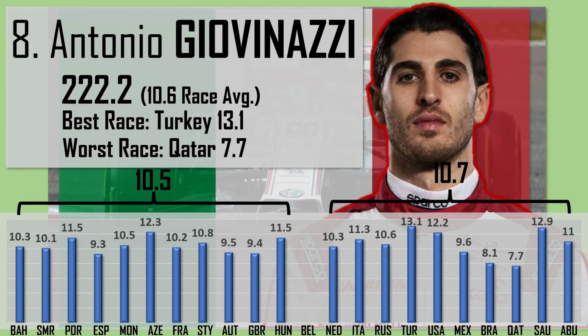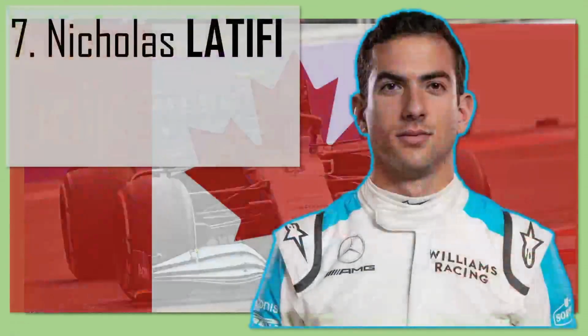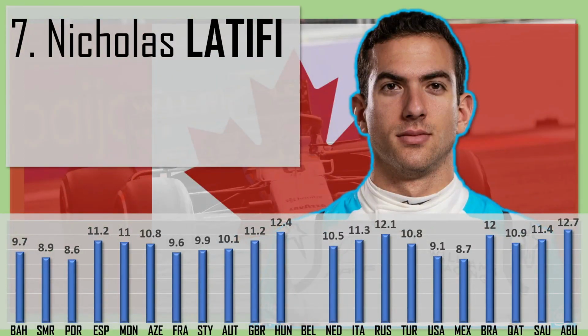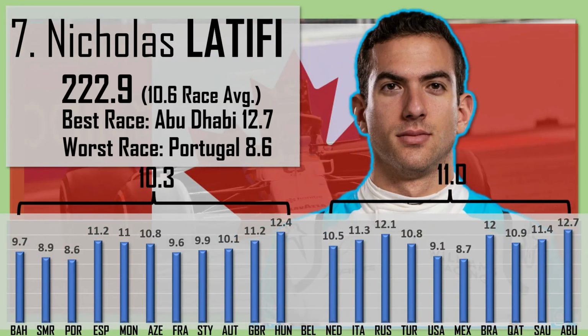As we head from P8 down to P7, Nicholas Latifi. He ended up scoring 222.9, just 0.7 of a point above Giovinazzi, with again a 10.6 race average. He had a best race result of Abu Dhabi, scoring 12.7, and a worst race of Portugal, scoring 8.6. But Latifi ended the season really well, scoring an average of 11 across those races, where he scored just 10.3 across the first half of the year.